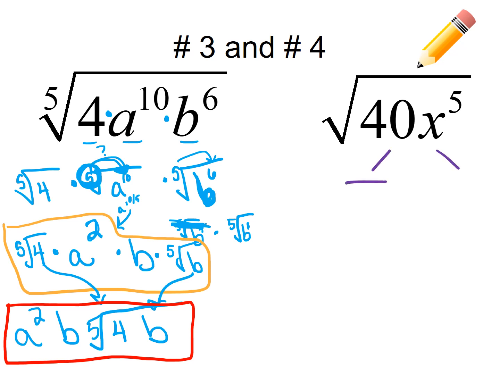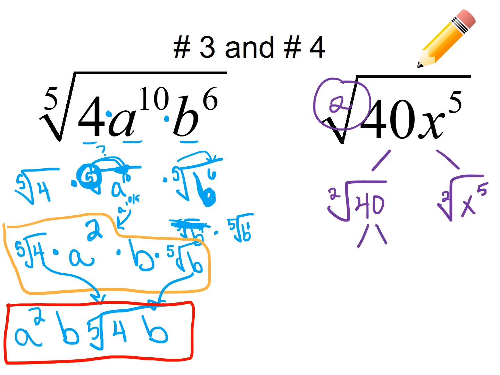Let's break it up so that we have the square root of 40 times the square root of x to the 5th. Okay? Remember, if there's no index, we assume that it's a 2 because we assume it's a square root. So in number 1, actually, we broke up the square root of 40 into 2 times the square root of 10. Way back in number 1, we did this, okay? Now we have the square root of x to the 5th.